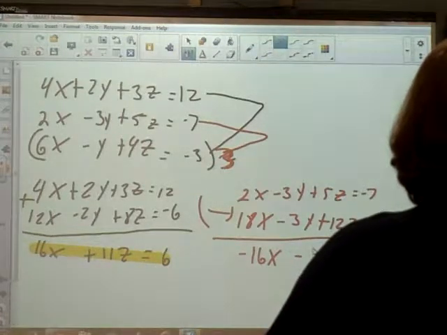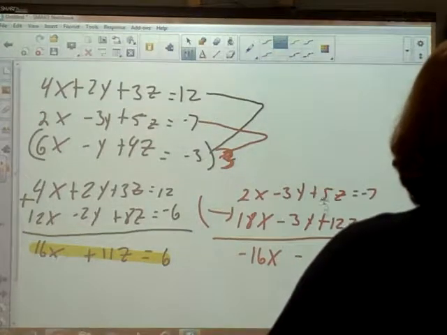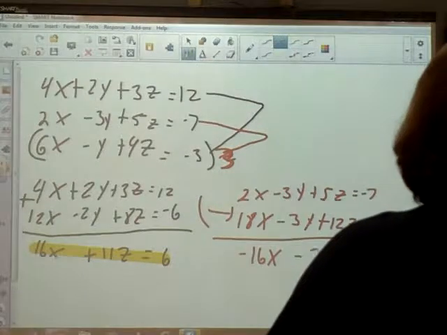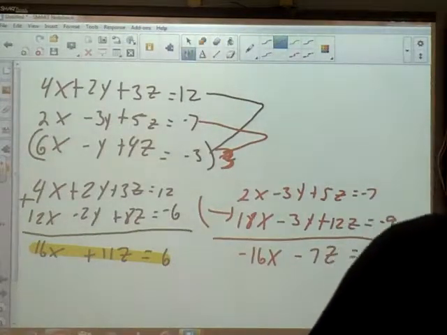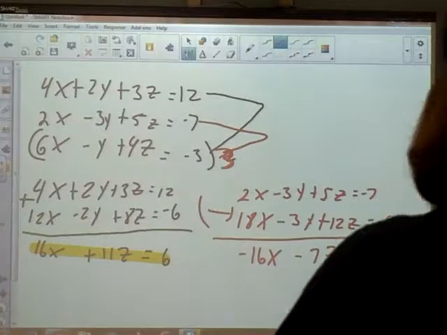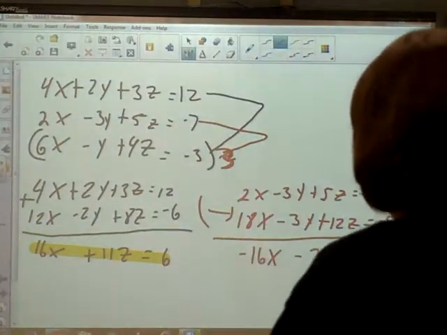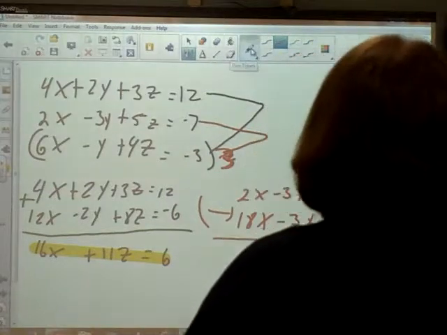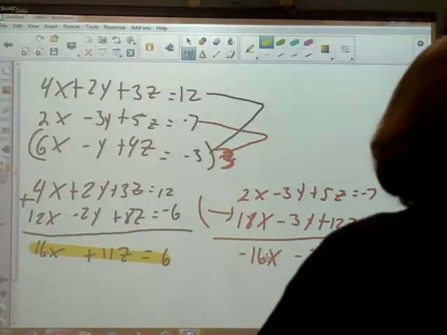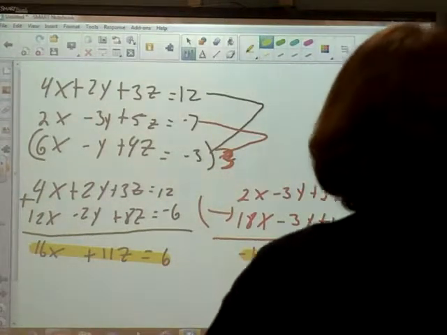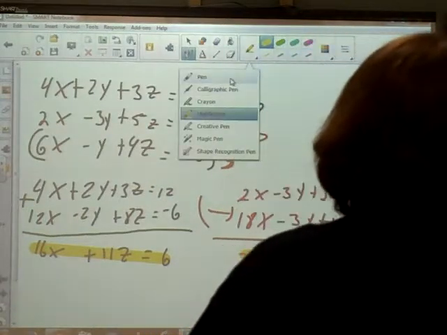5 minus, yeah, that's an ugly 5 up there, not bad. 7. Negative 7z, good, Trevor. And then negative 7 minus negative 9. Negative 2. Good. Alright, so that is new equation number 2.